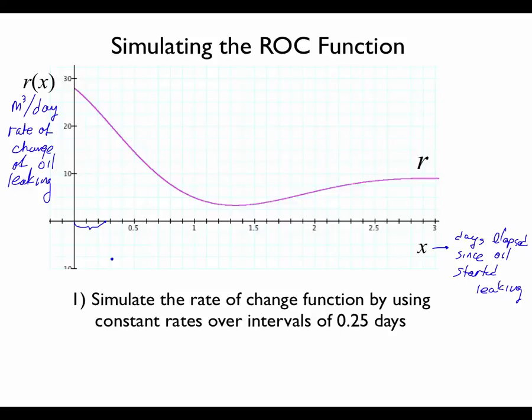Okay, right. So how about here? Constant rate right here. No. How about here?